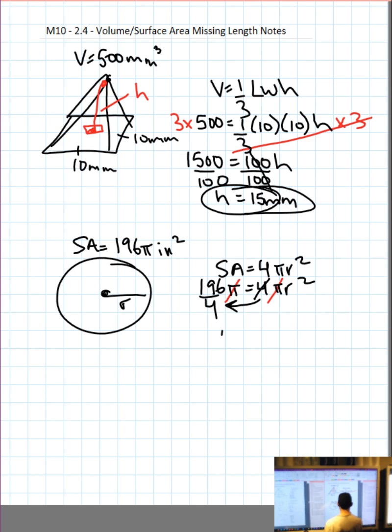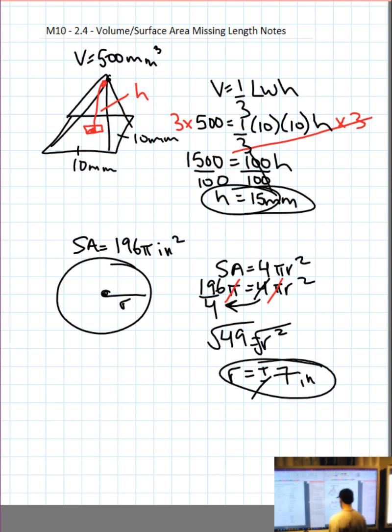196 divided by 4 is 49 equals r squared. Square root both sides. Mirror it. R equals plus minus 7. Ha ha. Reject the negative. R equals 7. Give it some units. Inches. So lots of fun algebra that we can have with these shapes.